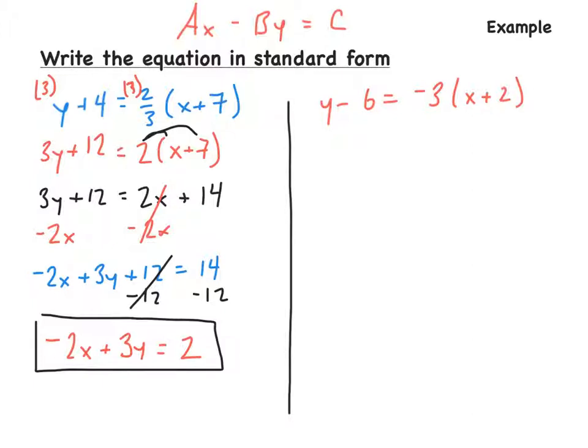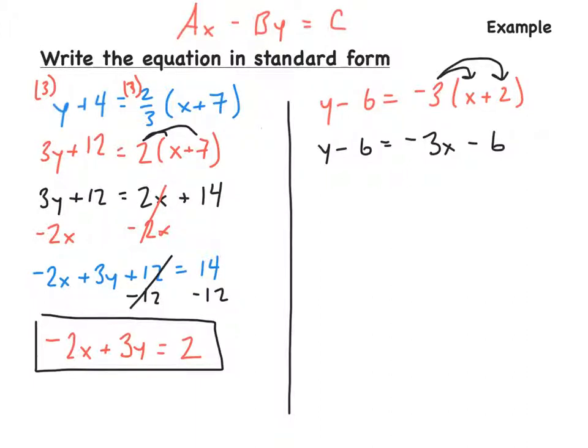Okay, so I made this one a little bit easier for you because I didn't want you to have to deal with fractions when you're taking notes. So remember the very first thing, you have to do the distributive property. So when you rewrite this equation, we would have y minus 6 is equal to negative 3x minus 6.